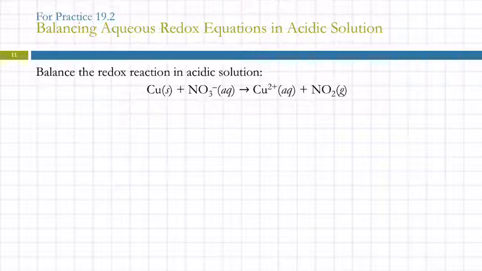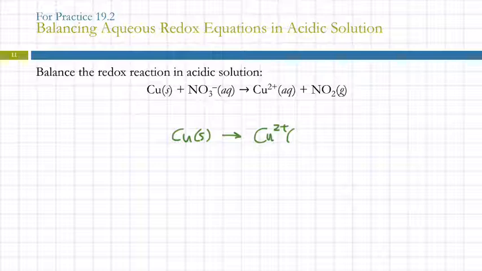Let's do another one. Balance the redox reaction in acidic solution. Well, let's just skip the oxidation states and see if it's still going to work. So I've got copper and copper. So I want to put those together in one half reaction. So I've got copper solid going to copper ion.